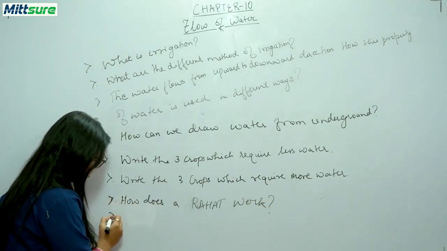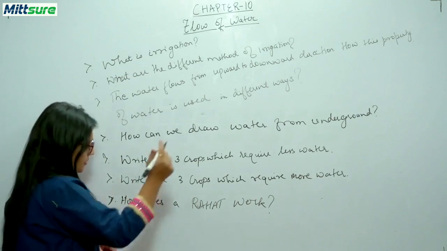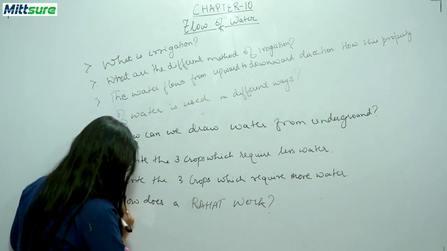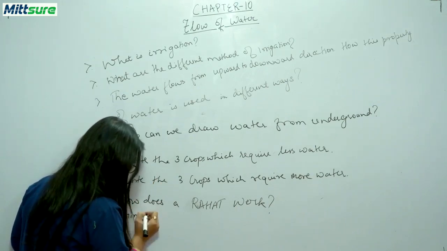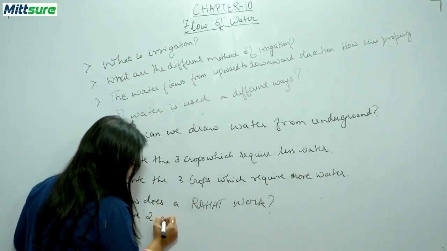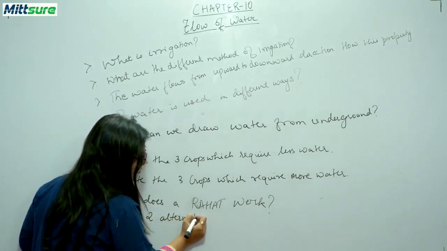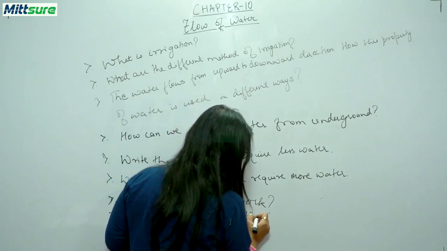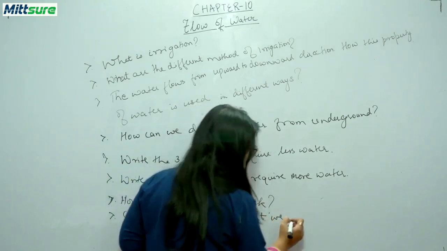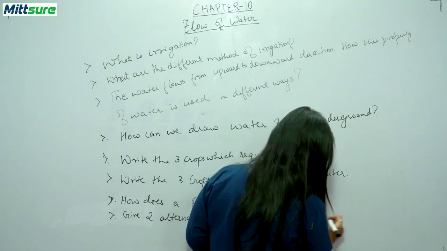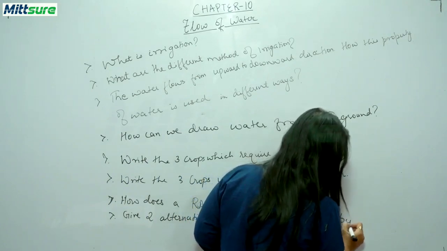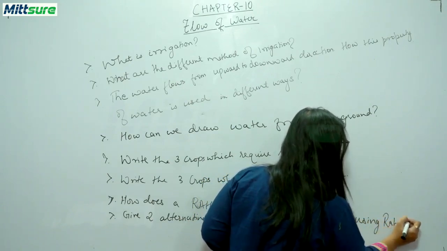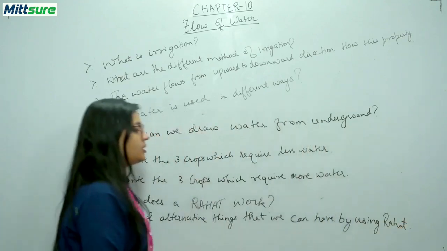Okay, next question is, and this is the last question of this: give two alternative things that we can have by using rahat. Okay, so this completes the questions.